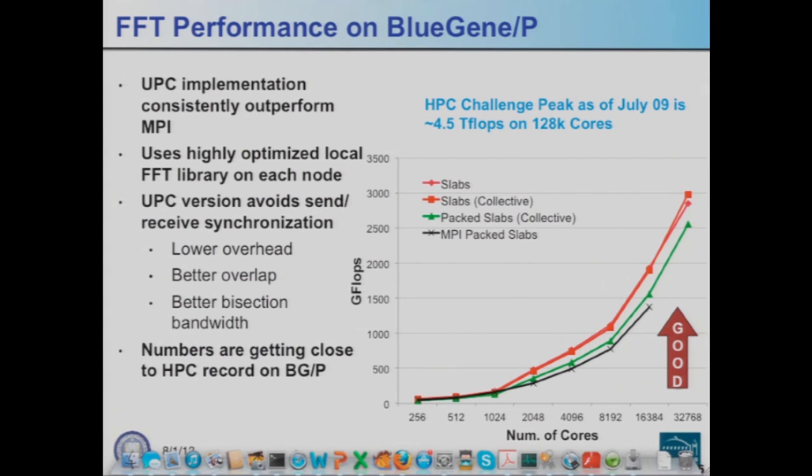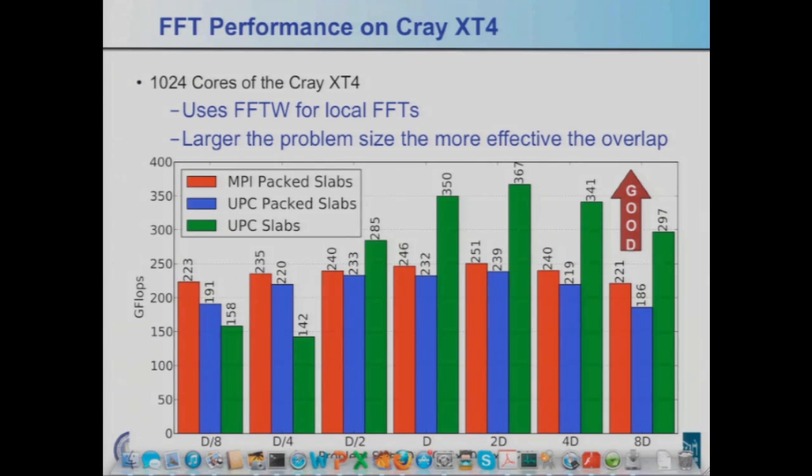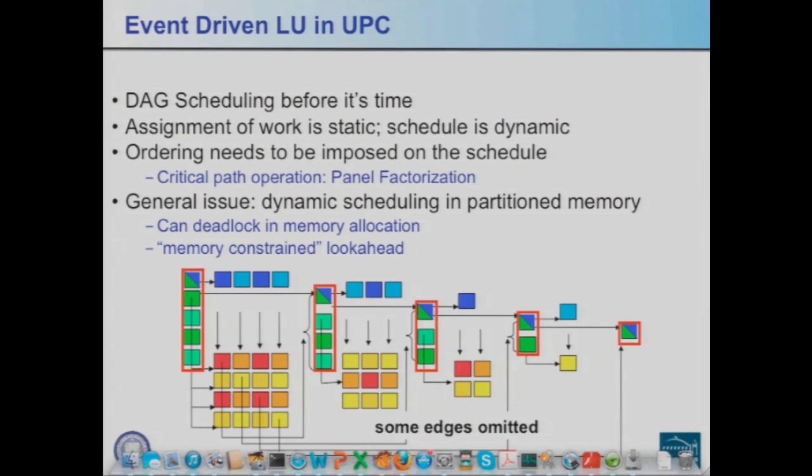These are pretty good numbers in terms of the peak performance coming close to the HPC Challenge record. We haven't ever run a big enough problem to actually get our own number for that, because you need access to a big chunk of the machine. These are numbers on the Cray XT4, that's an older system at NERSC.